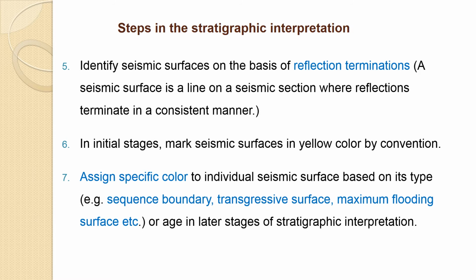The next step is to assign a specific color to each individual seismic surface. I mean, if you have several different seismic surfaces based on their type, like a sequence boundary, give it a color, a transgressive surface, give it another color, and a maximum flooding surface, give it another color, and you have a legend for that.